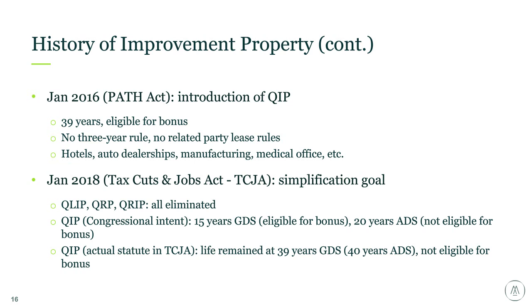So while Congress was able to achieve the first goal of eliminating the three separate definitions of qualified property, they failed to actually make the proper changes to the statute about the QIP life. So bottom line is that we were stuck with the 39-year recovery period and no bonus depreciation for qualified improvement property until such a time that a technical correction was made to the statute.